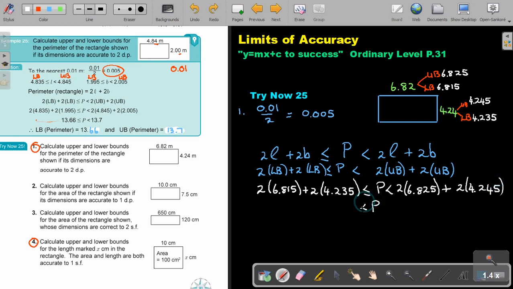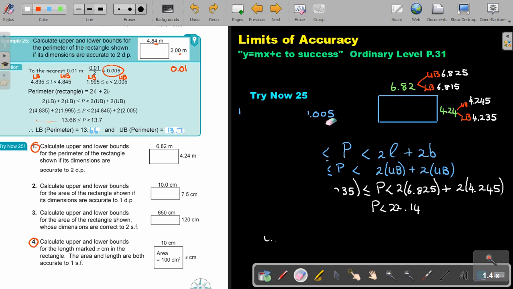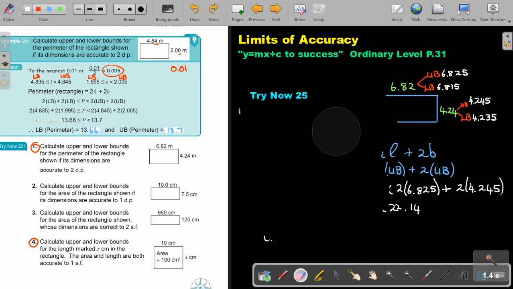And then if I do that calculation, I'm just going to get 22.1 and 22.14. So then the lower bound will be 22.1 and the upper bound will be 22.14, and that is all in meters. Okay, let's just make space and let's just do number 4.